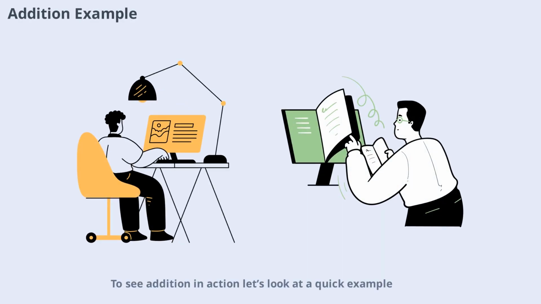See addition in action. Let's look at a quick example. We set a to 10 and b to 5. When we use console.log(a + b), JavaScript calculates 10 plus 5, giving us 15. This operation is straightforward and is used whenever you need to sum values such as scores, prices, or quantities. Addition is the starting point for understanding how operators work in JavaScript.